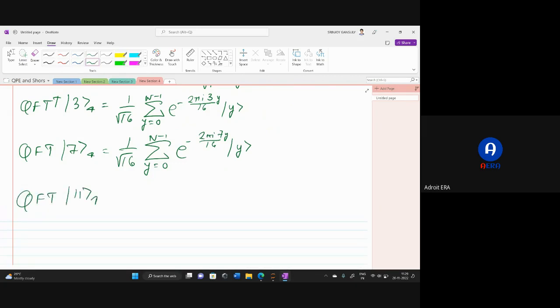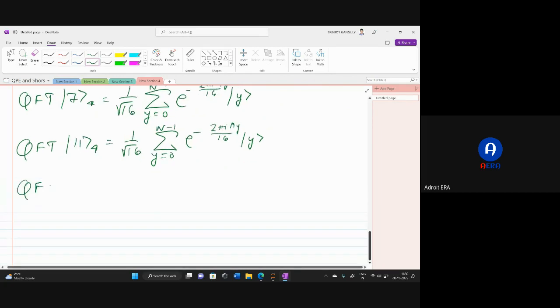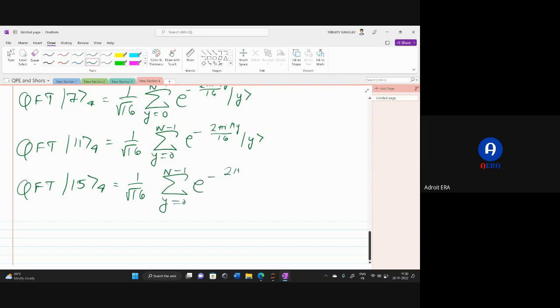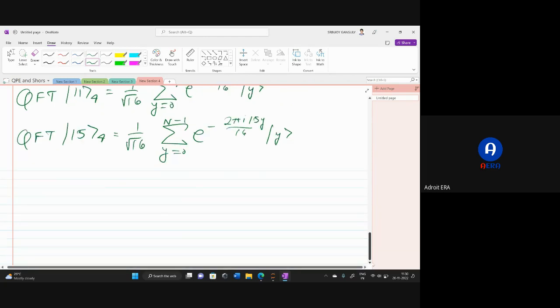That was 11. 3, 7, 11, 15, right? Those are the states. 1 by 16, and then y is equal to 0 to n minus 1 e to the power minus 2 pi i 11y divided by 16, and finally QFT applied to 15, 1 upon square root 16 summation y is equal to 0 to n minus 1 e to the power minus 2 pi i 15y divided by 16 ket y. And now let us write them together, okay?